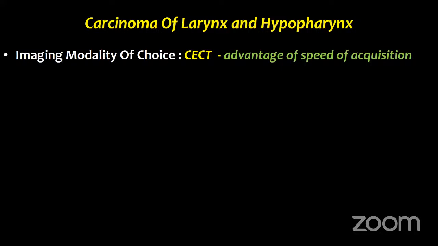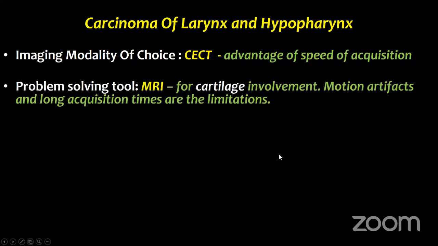It becomes a choice whether you want to pick up a CT or an MRI. But given the advantages of rapid acquisition, CECT definitely scores over MRI. An MRI can be kept as a problem-solving tool when you are facing motion artifacts, or difficulty in assessing the cartilage involvement or paraglottic space involvement. So cross-sectional imaging is really important because it not only tells you the spread across the paraglottic space and involvement of the cartilage, but also helps in assessment of the nodal disease and also distant metastasis.